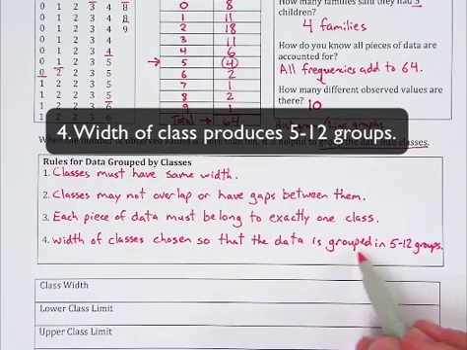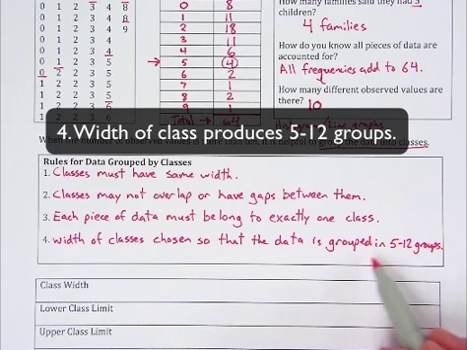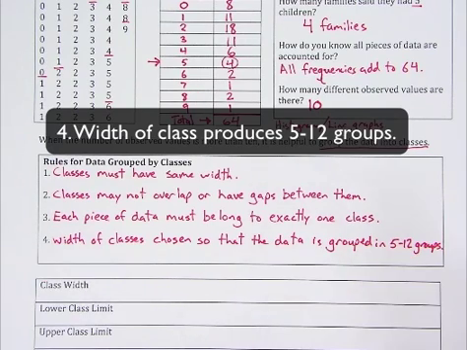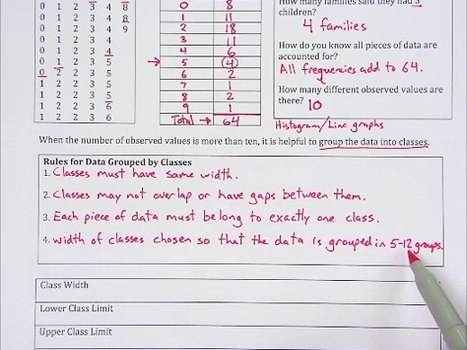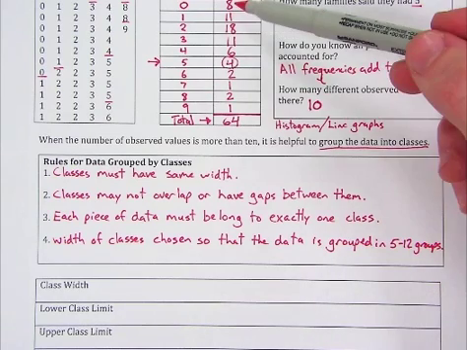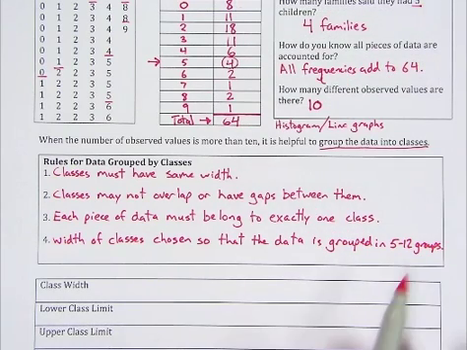So again, if we make our widths too wide and it encompasses so many observed values that we have fewer than 5 groups, now all the data is clumped together and it's really not helpful. And if the width of our classes is too small, so that we have so many groups, then everything is going to be so spread out that it's not helpful either. So that sweet spot is right between 5 and 12.